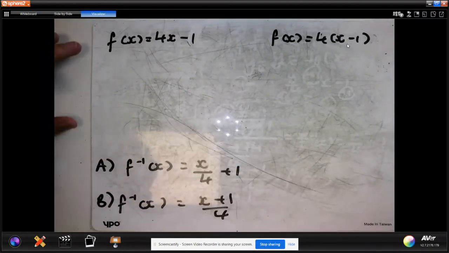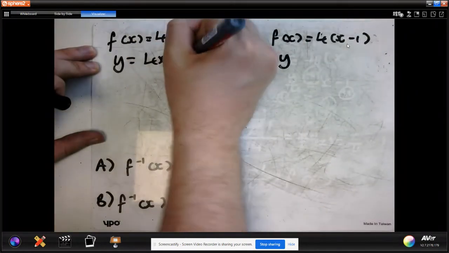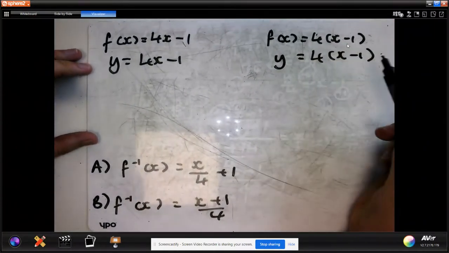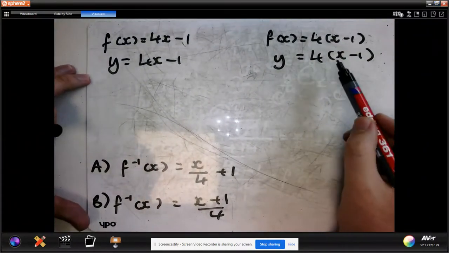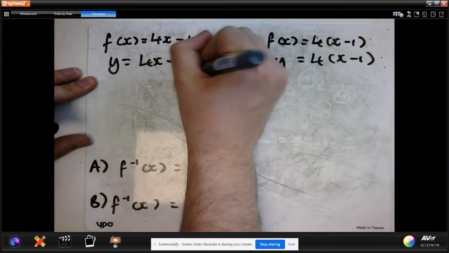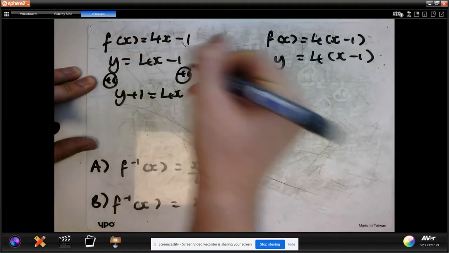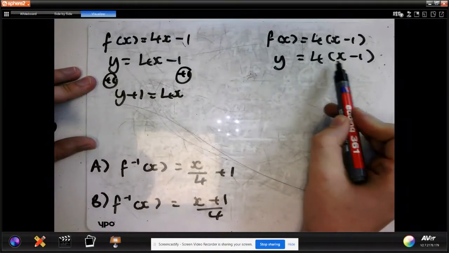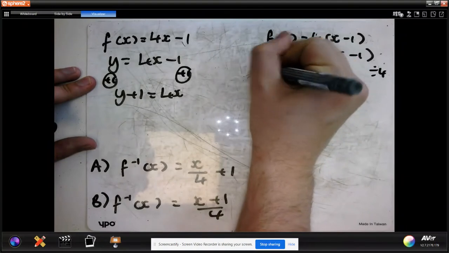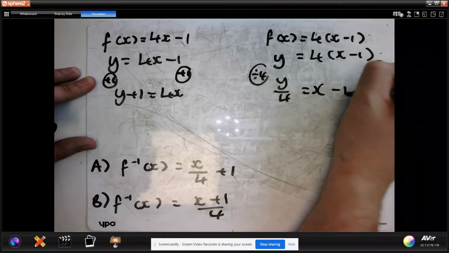Okay, so in order to find the inverse functions, we start by changing the f of x for y. So for both of these, I'm just going to change the f of x section to a y. We then make x the subject, and that's what this misconception is all about. On this one here, we have to add 1 to both sides to start with. So therefore, we get y add 1 is equal to 4x. However, on this one, because the 4 is multiplying both of those terms in the brackets, we actually divide by 4 first. And so therefore, we get y over 4 is equal to x minus 1.